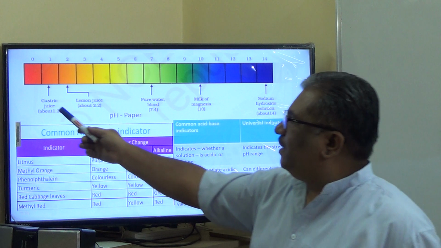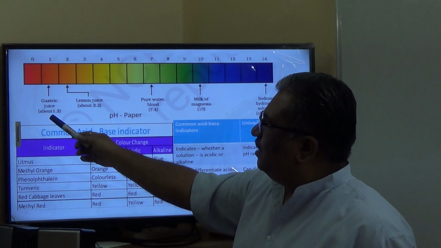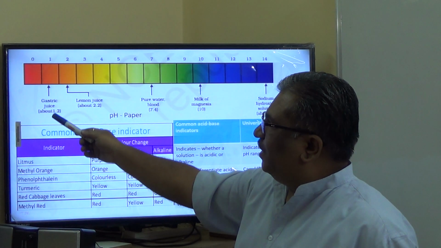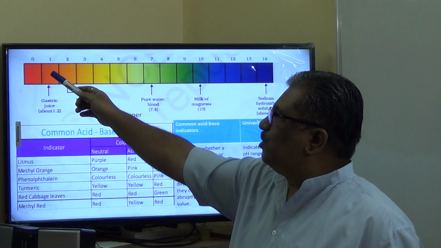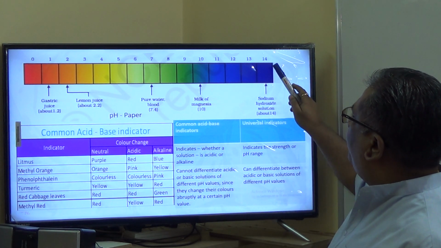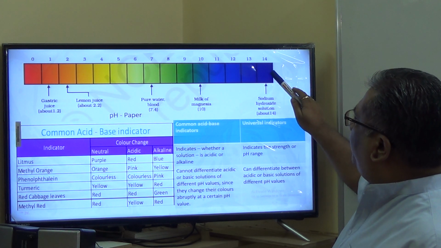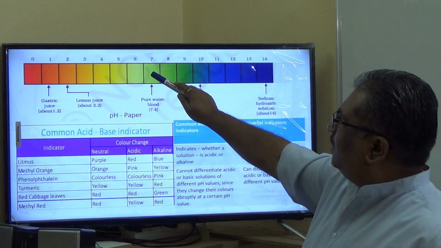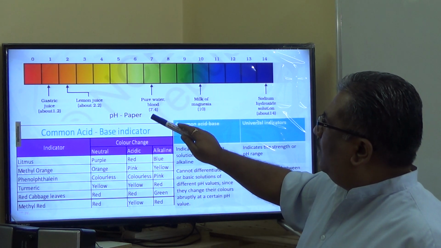Okay, here gastric juice gives you this color. If I use pH paper with a pH of about 1.2, whether it's gastric juice or whatever it may be, having pH value approximately 1, it will show this color. If pH value is 11, it will show this color. If pH value is 14, it will show this color. If this color is obtained, it is 7. So important of this is water and blood.